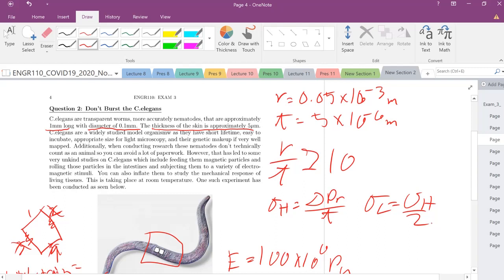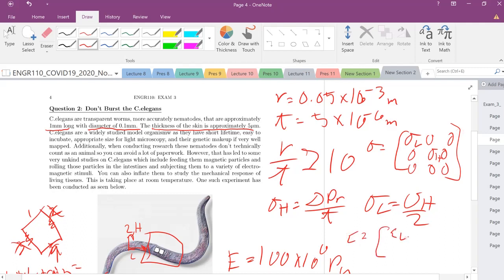We also know that our stress tensor is going to be, if I orient it this way, if my coordinate system is going around my circumferential, 2 is my H. Here is my longitudinal, my 1 direction. So I will have in the 1 direction sigma L, sigma H, and the rest of these are all 0. My strain tensor will be similarly epsilon L, 0, 0, 0, epsilon H, 0, 0, 0, 0.